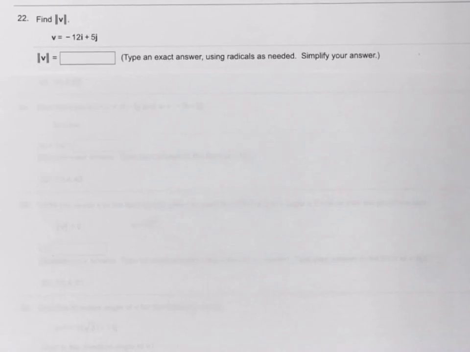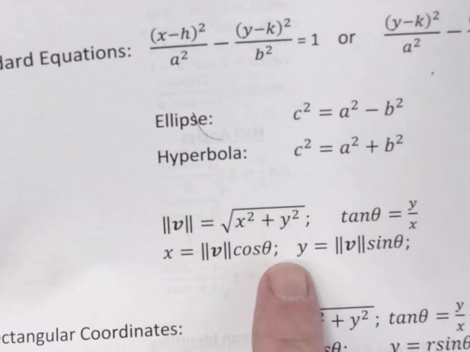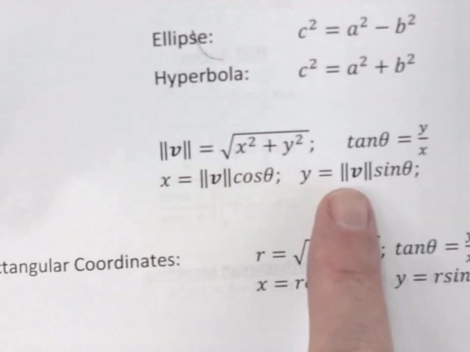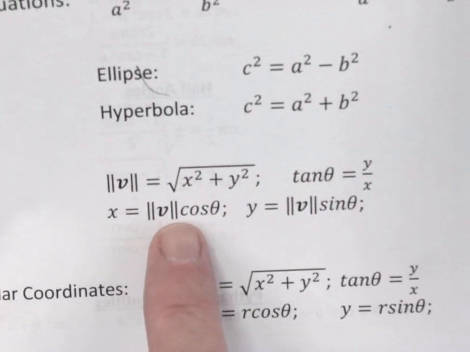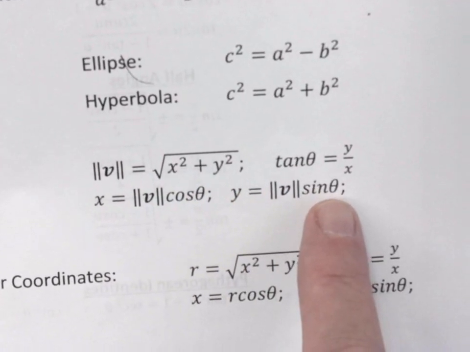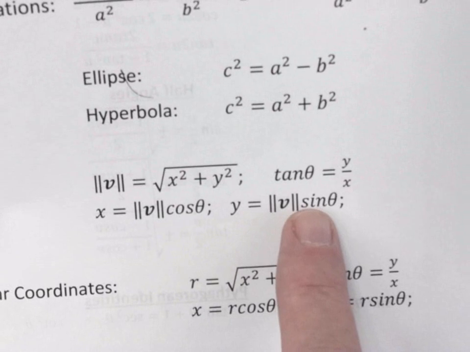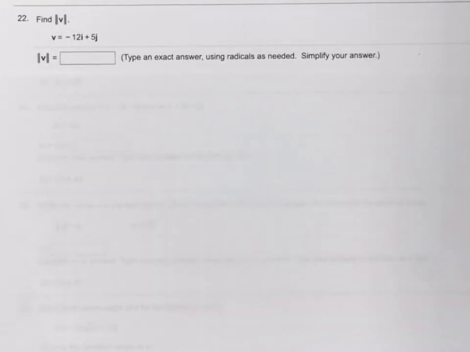Now we're looking at some problems involving working with vectors. So this first problem, they give us a vector in ij form, and they want us to find the magnitude. So once again, the formula sheet has some equations for vectors, right? Here's the magnitude, here's how you find the angle, to go back and forth between rectangular coordinates, ij, and magnitude and direction. So we'll be using those formulas.